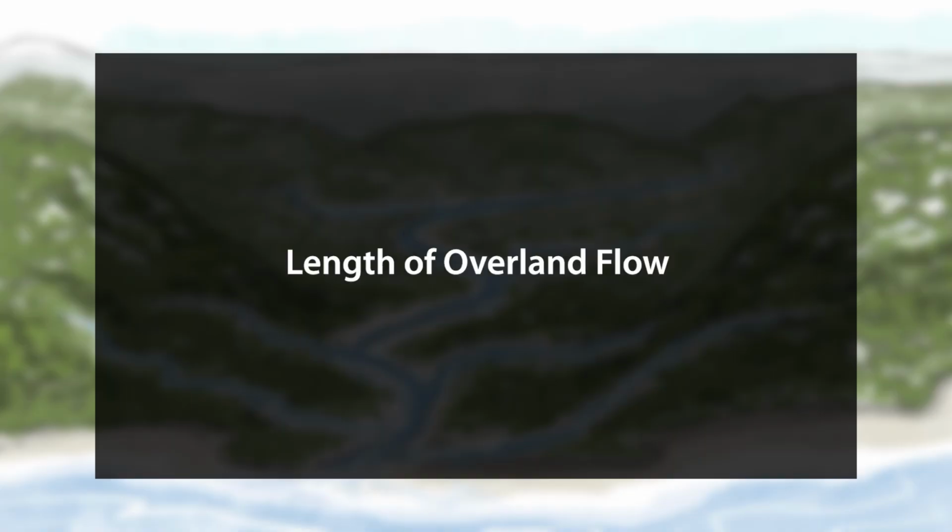The 11th parameter is length of overland flow. The length of overland flow was introduced by Horton. It represents the average length of unchanneled surface runoff before the water enters a stream channel. It is a crucial indicator of infiltration capacity, runoff characteristics, erosion potential and basin hydrological response.